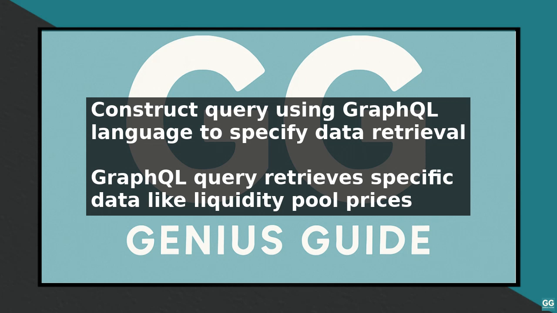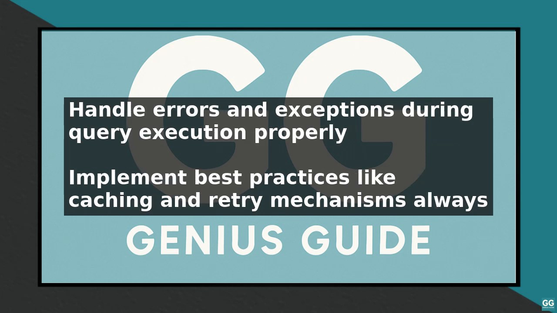When querying Uniswap v3 via API, it is essential to handle errors and exceptions properly. This includes checking the API response status code and handling any errors that may occur during the query execution. Best practices for querying Uniswap v3 via API include caching query results to reduce the number of requests, using efficient query constructs to minimize data transfer, and implementing retry mechanisms to handle temporary errors.